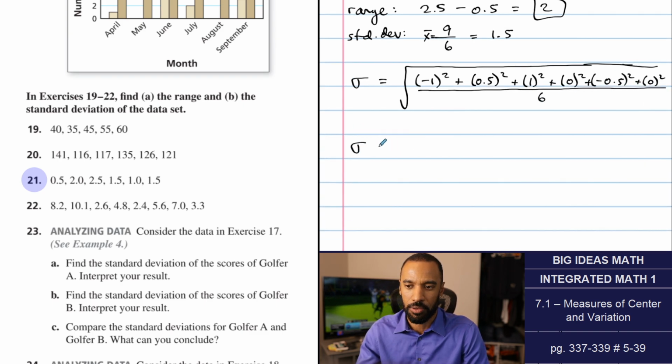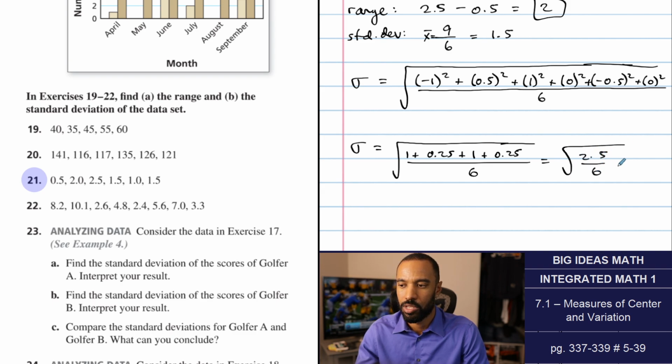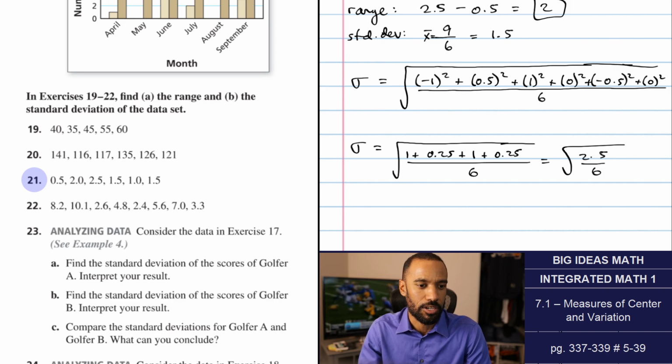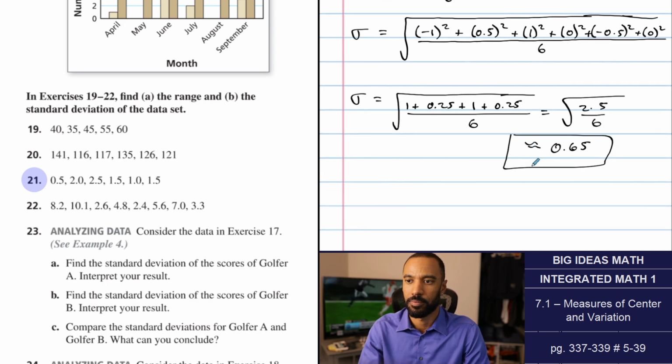I can probably do most of this without the calculator. 1 plus 0.5 squared is 0.25, a quarter. Plus 1 plus another 0.25 there, all over 6. I have to use the calculator at the end. This is 2.5 over 6. So I'm going to let the calculator do the rest. 2.5 divided by 6, and then the square root of that value. 0.645. I'm going to use 2 decimal places this time, so 0.65 is my standard deviation for that one.